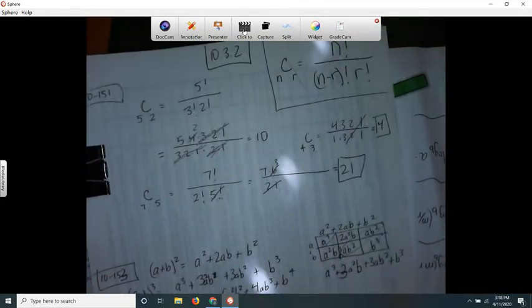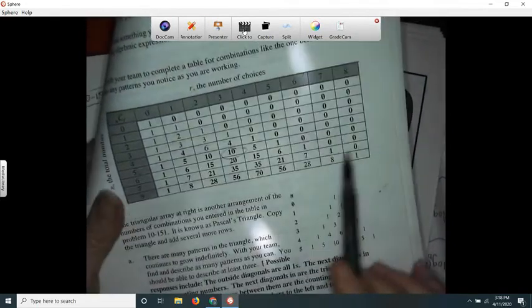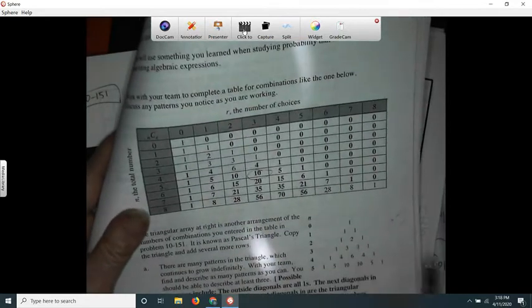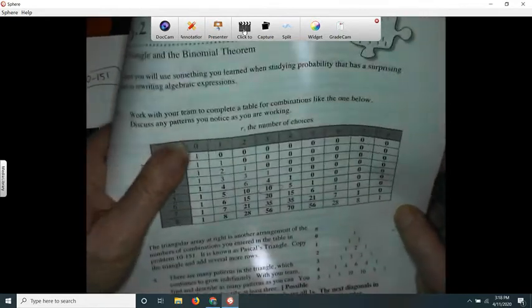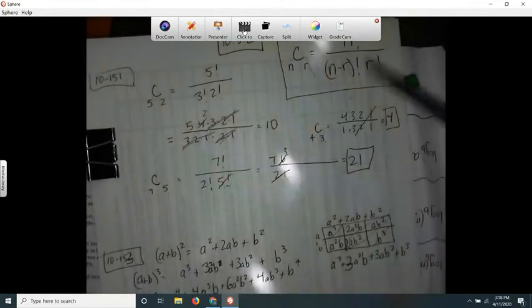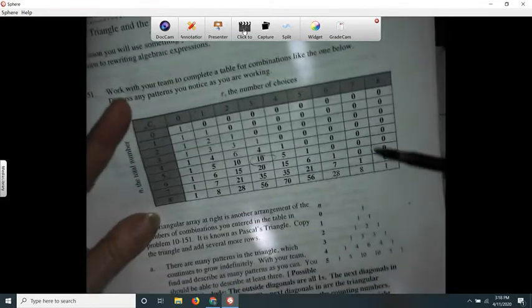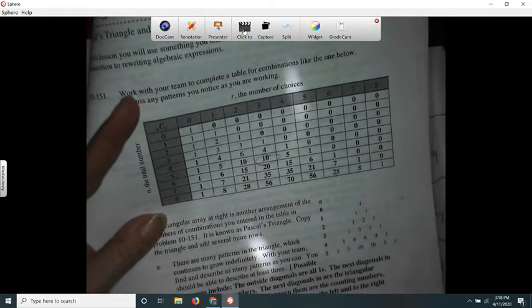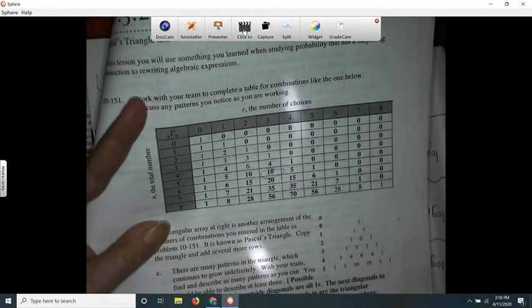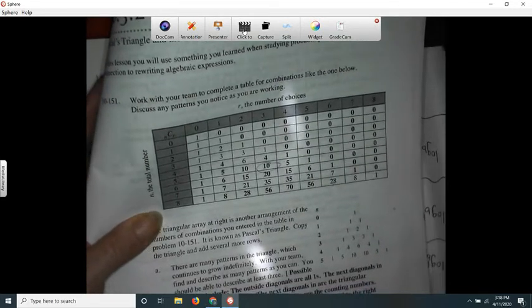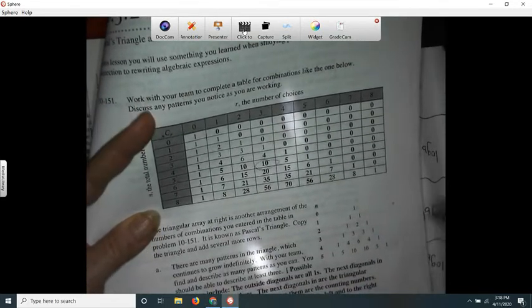So what we would have done in class is you would have gotten comfortable figuring out how to get these numbers, and then you would have filled out your table, and then talked about what's going on with these numbers. Discuss any patterns you notice as you're working. Some patterns I notice: there's a lot of 1s right here, and there's a big bunch of 0s over here.